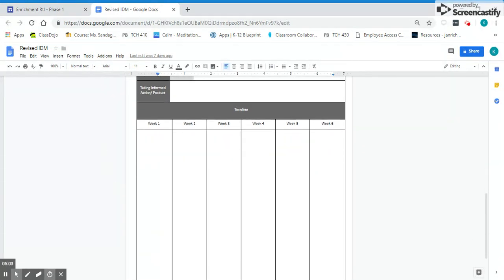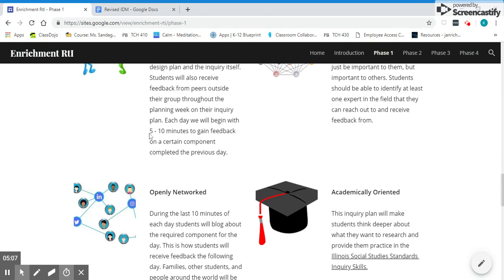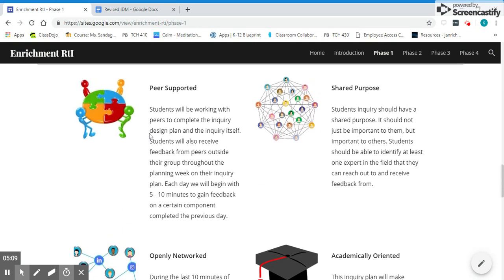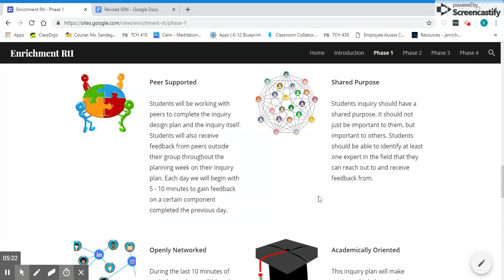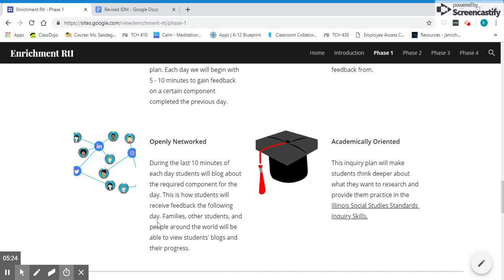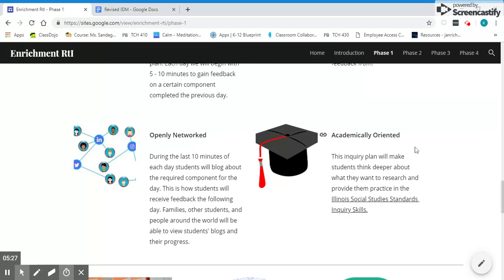Finally, there will be a timeline where students will showcase how they're going to get this work done in the 6 weeks. Now, as they do that, they are going to be hitting some of those connected learning components. They're going to be peer supported as they work with peers inside and outside the classroom, utilizing their blogs to get feedback. Shared purpose will occur in that inquiry design plan when they identify how it applies to others. We'll be openly networked as we utilize those blogs to give and receive feedback, academically oriented as students complete those social studies standards.